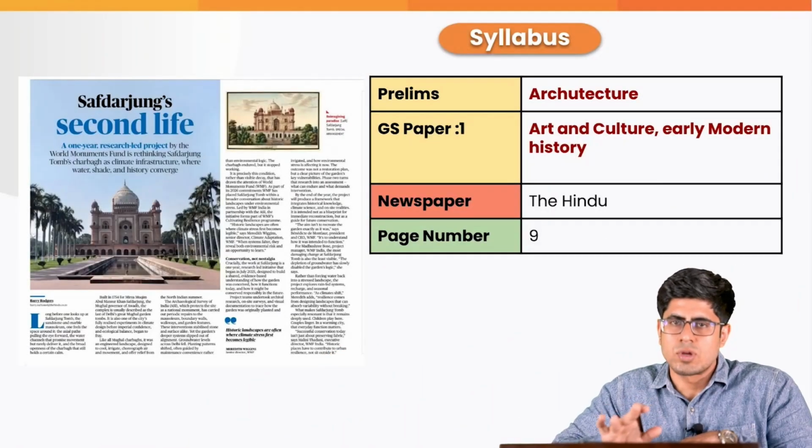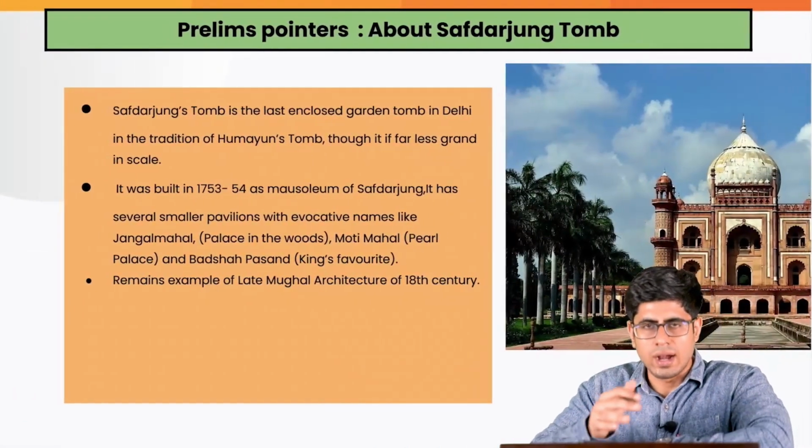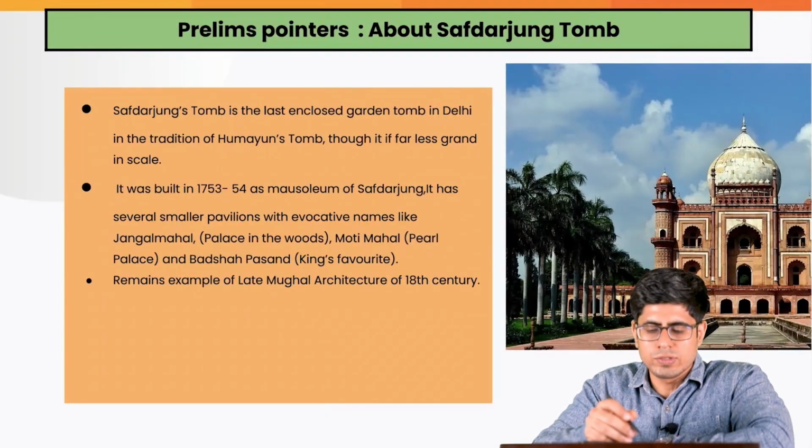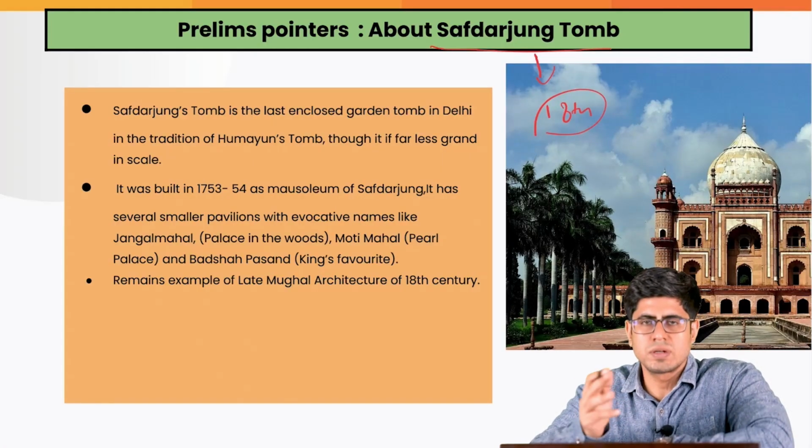Moving to the next and the last topic, Safdarjung Tomb. It is a very beautiful monument located in the heart of Delhi. Safdarjung Airport you would have also seen, that is also near to it. It is actually an example of late Mughal architecture because it was built in the 18th century. And we need to know about it because they ask certain questions about Mughal architecture.